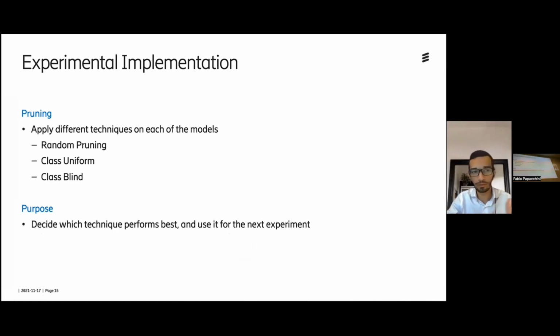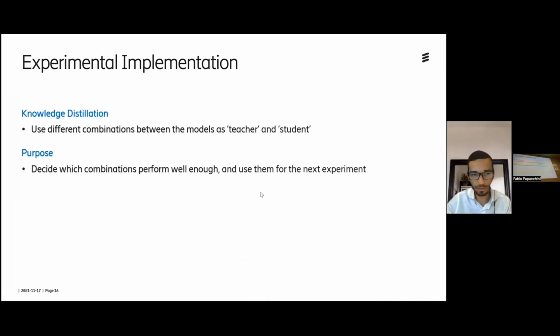And we performed 3 different experiments. We began with pruning, just applying pruning on the models, and used 3 different pruning techniques: random, class uniform, and class blind. Our goal was to decide which technique performs best and use it for the next experiment. And we didn't use class distribution with the global threshold T. As I mentioned earlier, it's challenging to find the optimal T.